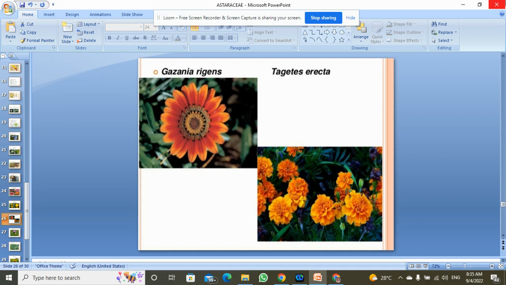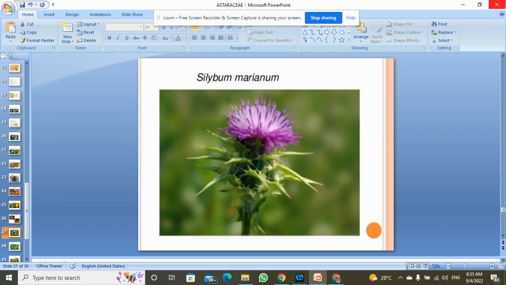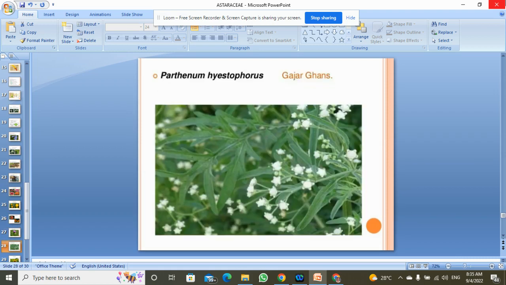And now it is Tagetes. Tagetes are flowers showing the head inflorescence. They are bulky in size and may be used for offering prayers in temples. The next one is Silybum marianum. And next, Parthenium, it causes allergy. It is also called congress weed, an allergic plant. The pollen grains of this allergy plant in the air cause nausea and nasal allergy.